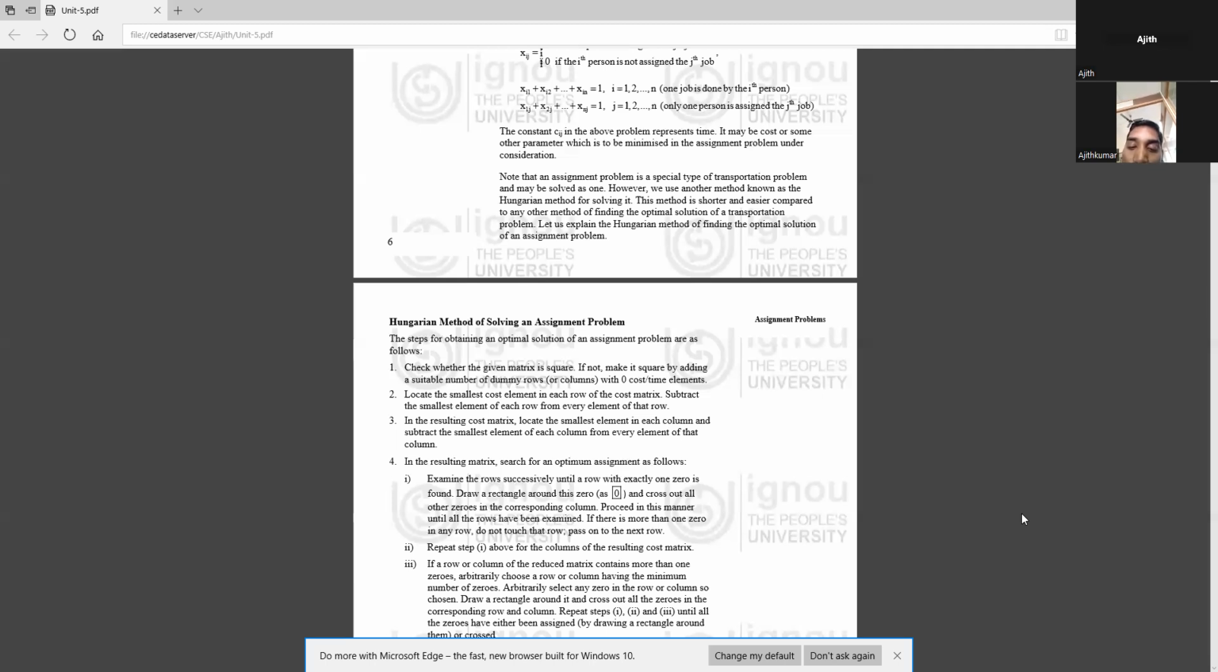If a row or column of the reduced matrix contains more than one zero, arbitrarily choose a row or column having the minimum number of zeros. Arbitrarily select any zero in that row or column, draw a rectangle around it, and cross out all the zeros in the corresponding row and column. Repeat steps 1, 2, 3 until all zeros have either been assigned or crossed out.